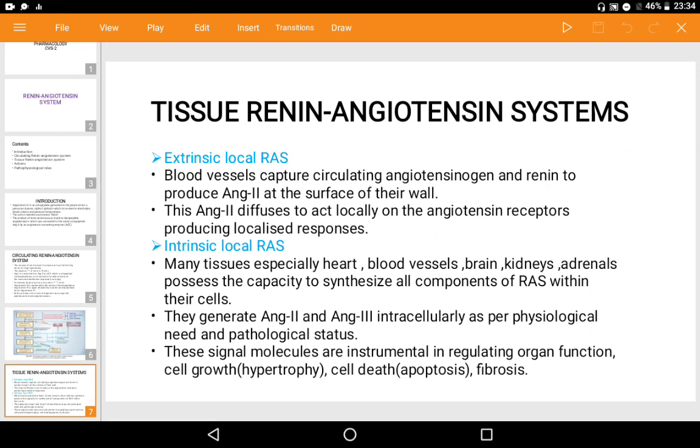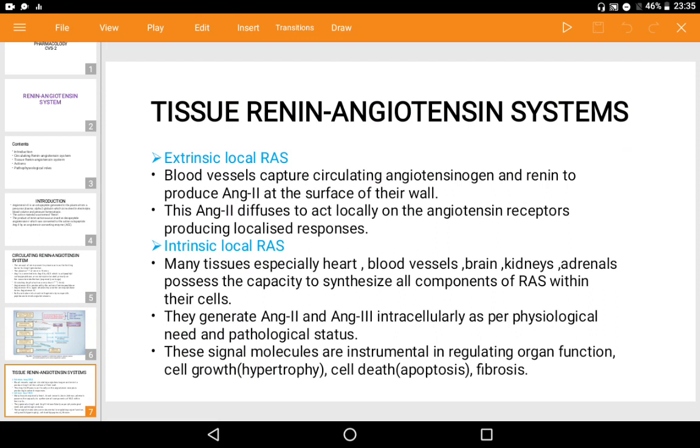Okay, next, tissue renin-angiotensin systems. So first, extrinsic local RAS. RAS is nothing but renin-angiotensin system. Blood vessels capture circulating angiotensinogen and renin to produce angiotensin 2 at the surface of their wall. This angiotensin 2 diffuses to act locally on the angiotensin receptors, producing localized responses. Intrinsic local RAS. Many tissues, especially heart, blood vessels, brain, kidney, and adrenal, possess the capacity to synthesize all components of RAS within the cells.